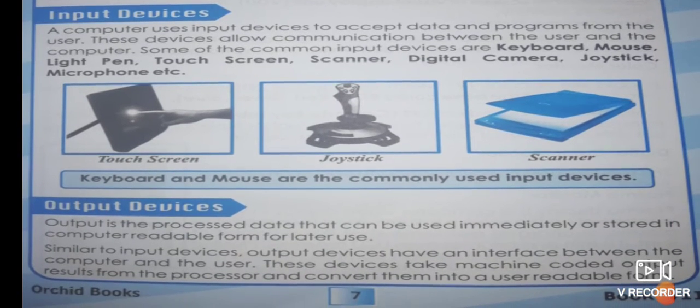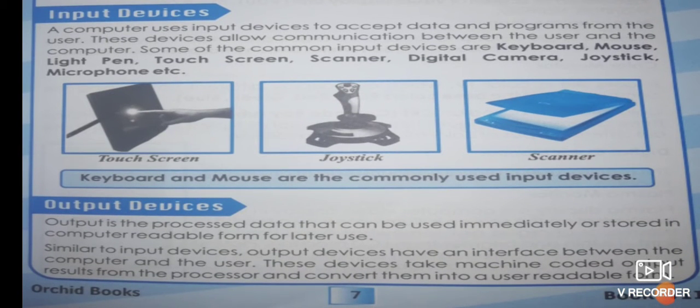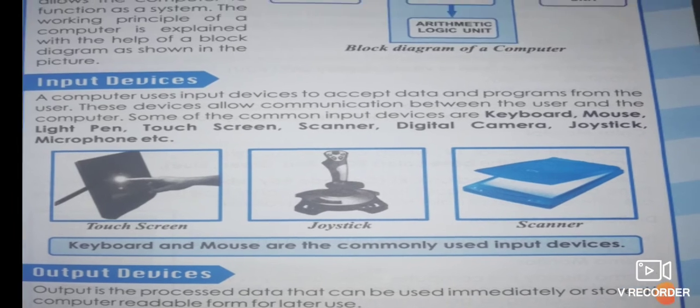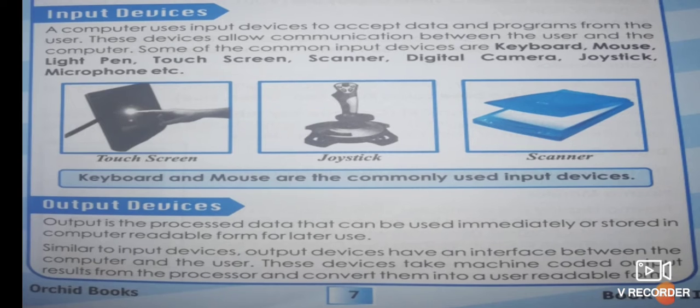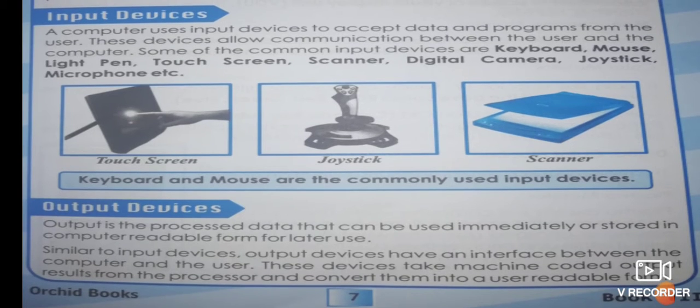In the previous class, you learnt about what a computer is, how a computer works, and what the functions of a computer are. Today, you're going to learn about the input devices and output devices in a computer. Input devices are the devices through which we communicate with the computer. A computer uses input devices to accept data and programs from the user.